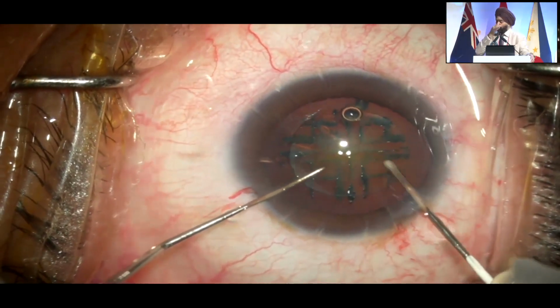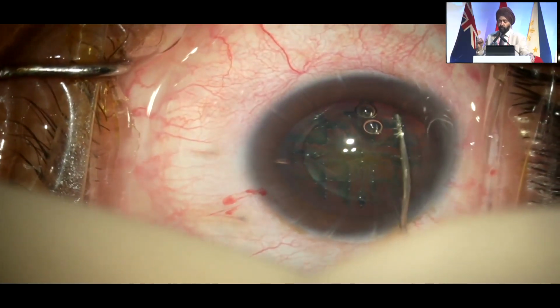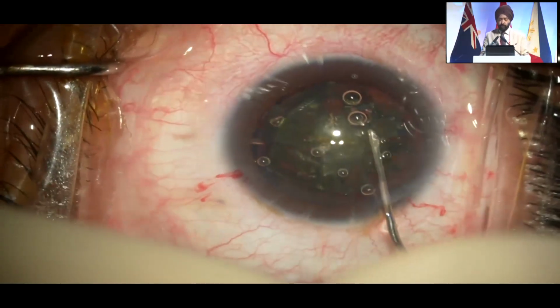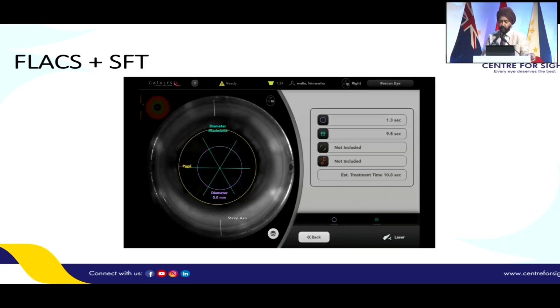Only if you are thinking that there is a problem, you should always use trypan blue so that you don't miss out any skip areas which can come below the incision. So a femtolaser procedure below an already operated RK is very much possible.